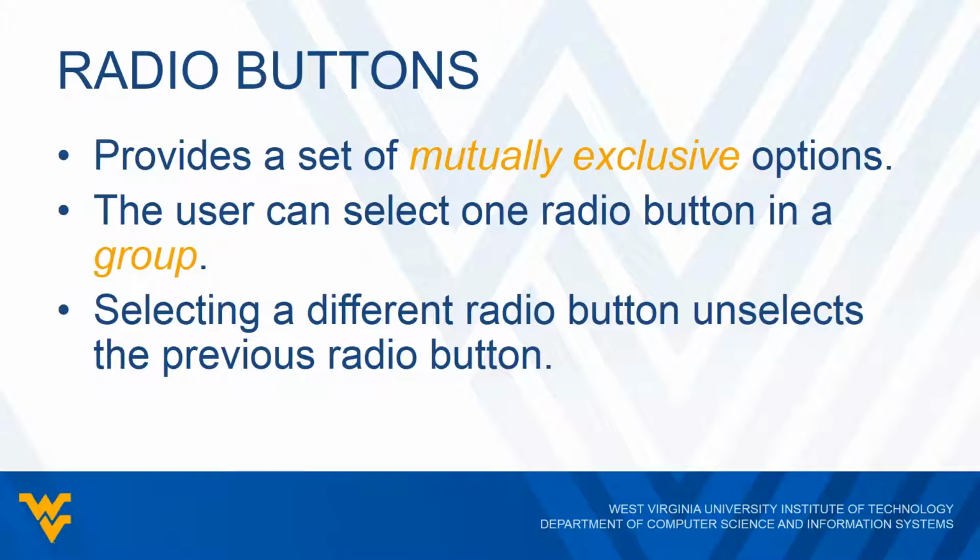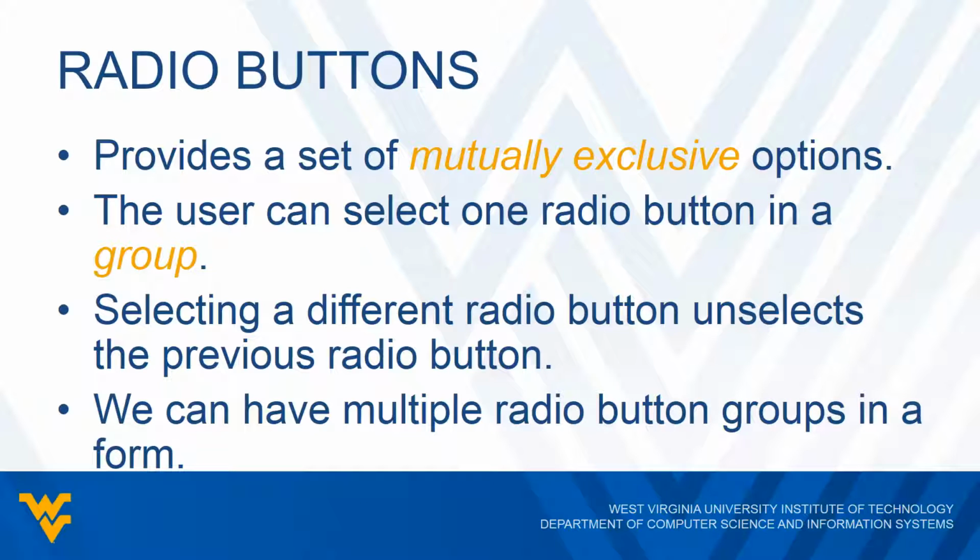So we're saying here that we can only pick one option among this set of options when we're dealing with radio buttons. In fact, we can have multiple radio button groups in a form. You can have like 2, 3, or 4 different groups. Each of them can have however many radio buttons you want. The idea is with each group, you can select one and only one radio button from that group.